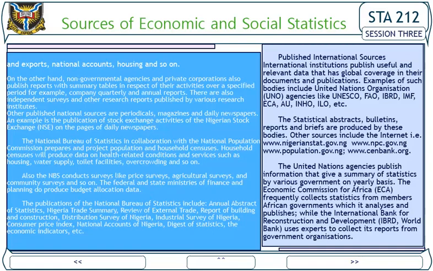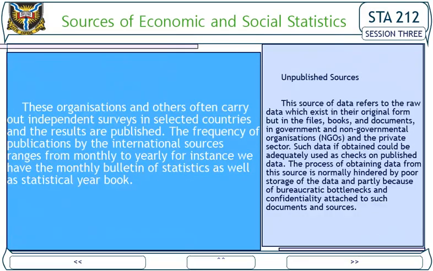The Economic Commission for Africa (ECA) frequently collects statistics from member African governments which it analyzes and publishes, while the International Bank for Reconstruction and Development (IBRD), World Bank, uses experts to collect its reports from government organizations. These organizations and others often carry out independent surveys in selected countries, and the results are published. The frequency of publications by the international sources ranges from monthly to yearly. For instance, we have the Monthly Bulletin of Statistics as well as the Statistical Yearbook.